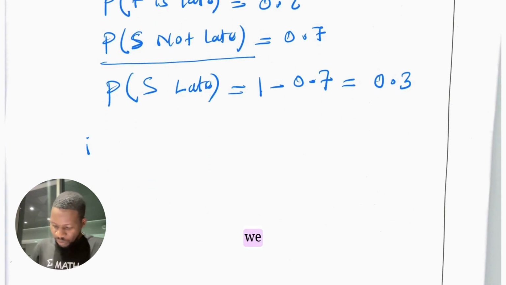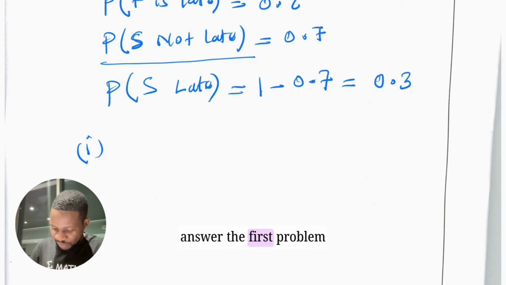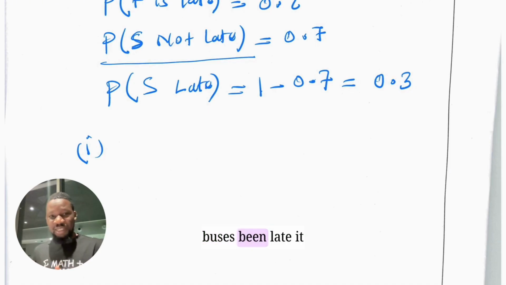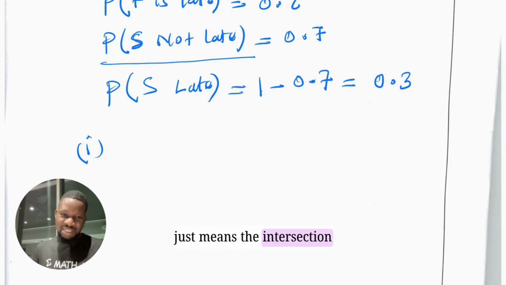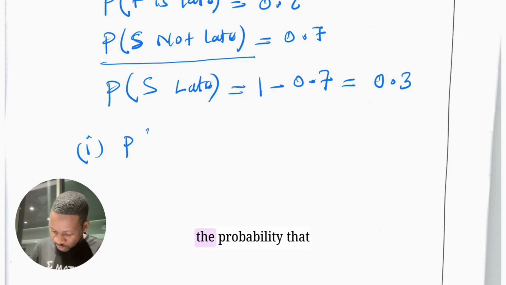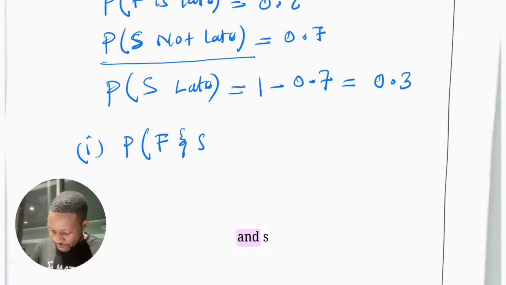So this is the information that we need. Now we can go ahead and answer the first problem. Both buses being late just means the intersection or the product. So the probability that F and S are late, right?